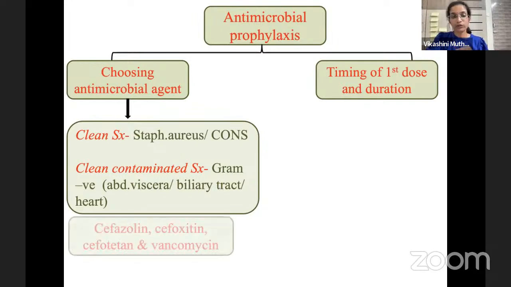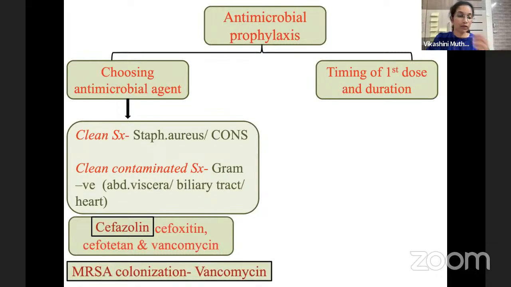The most commonly used antibiotics are cefazolin, cefoxitin, cefotetan, and vancomycin. Most of these are first and second generation cephalosporins, and the most common among them is cefazolin. Why is it most commonly used? Because of its duration of action; it acts for around 2 hours. But if a patient has a labeled or culture positive MRSA colonization, in such a case we can consider giving vancomycin as a prophylaxis. That is all about choosing an antimicrobial agent.